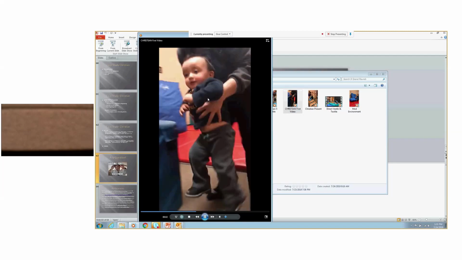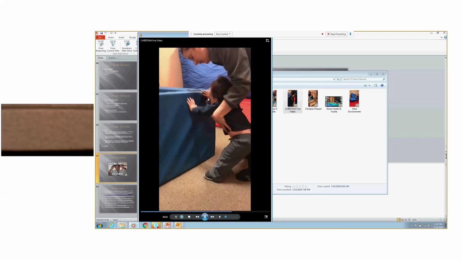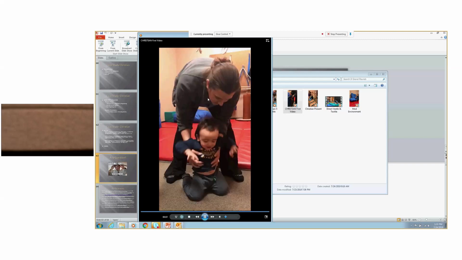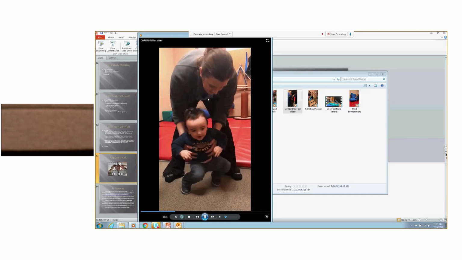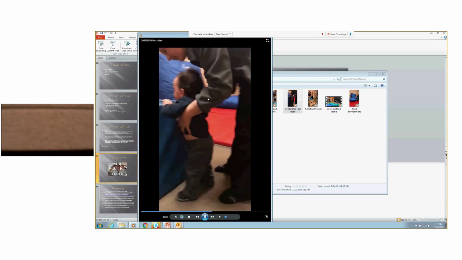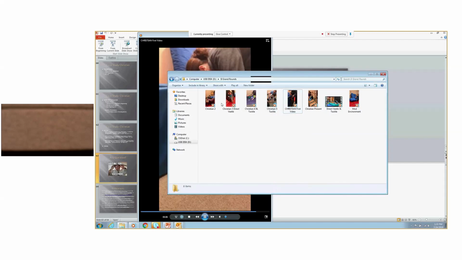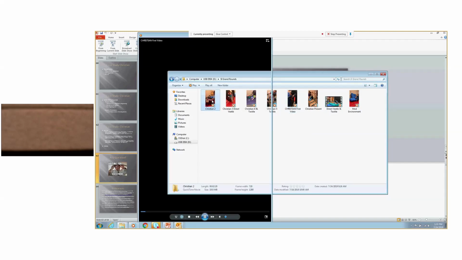Okay, so you see he's not really bearing weight through his feet. He's a little floppy. Kind of looks a little messy there. So, second video I want to show you, this is one of the ones where we started.